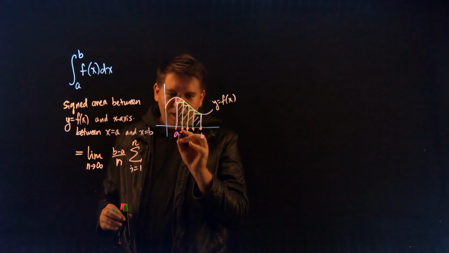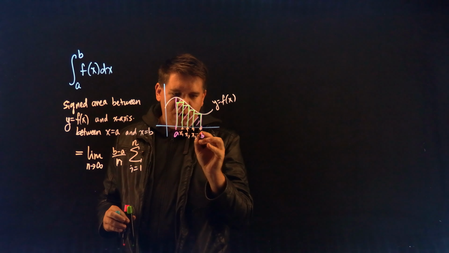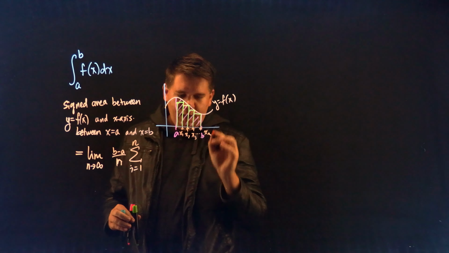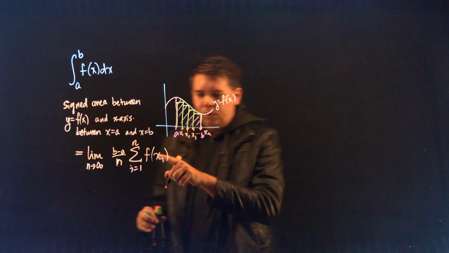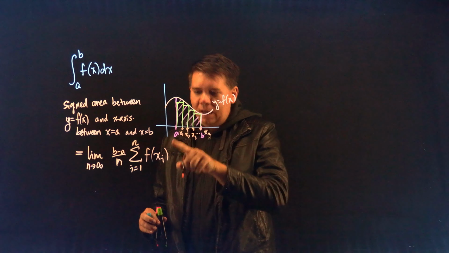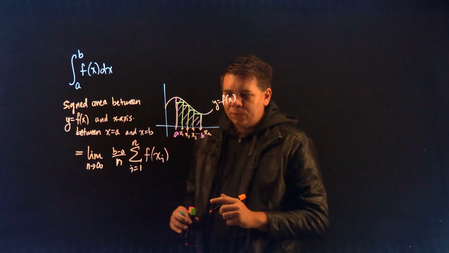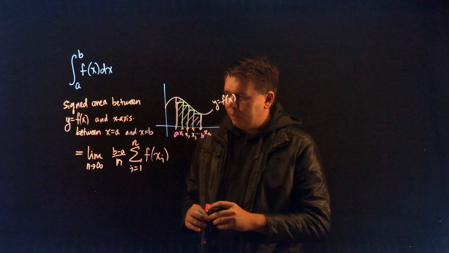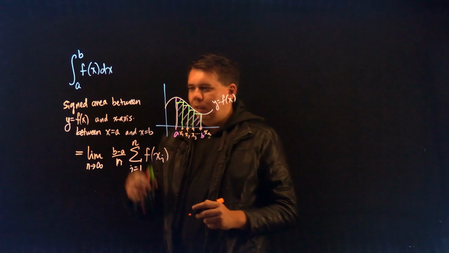Let me just call these values x1, x2, x3, all the way up to the last one, xn. So we'll just call this f of xi, where that value would just be given by a plus i copies of the width, right? So that's what this value is. These are sometimes referred to as sample points. Okay, so that is how you calculate this area.